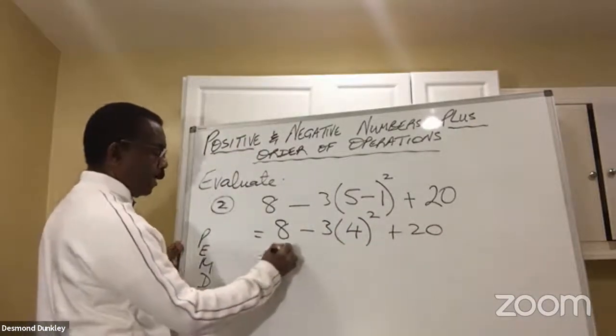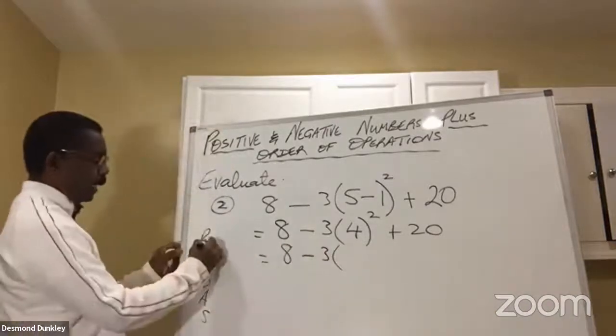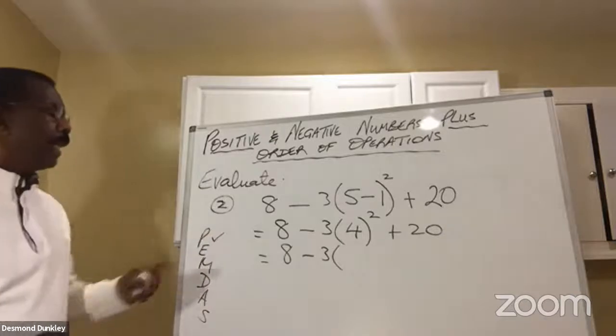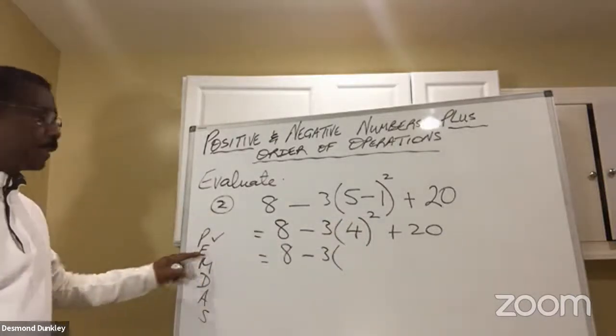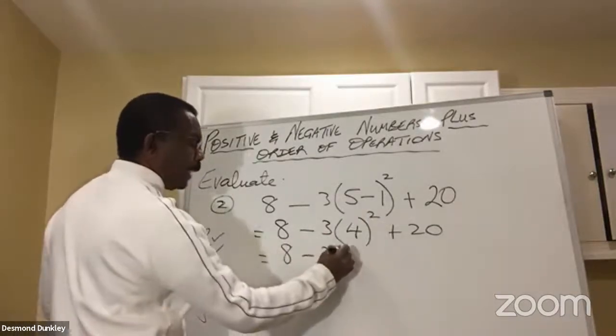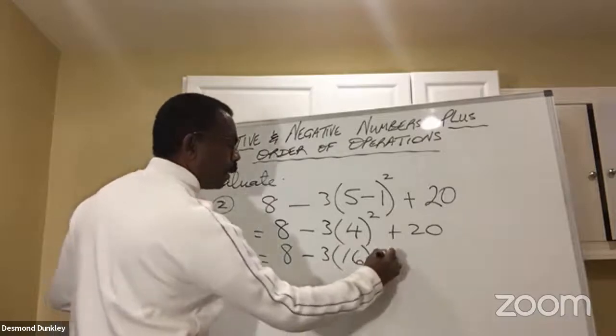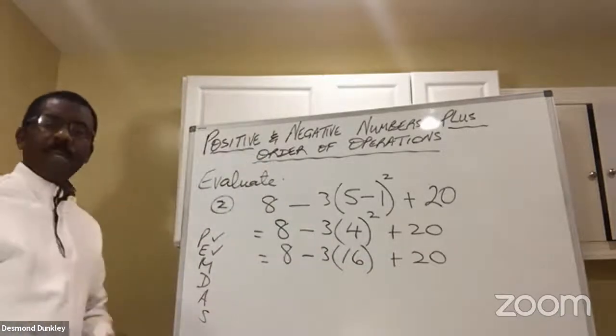Now we go again, 8 minus 3 times. Next, so we have taken care of our parentheses. And I say, there's an exponent. So therefore I have to take care of the exponent next. And the exponent says 4 to the 2nd power, and that's 16. And now we say, okay, what do we have left?